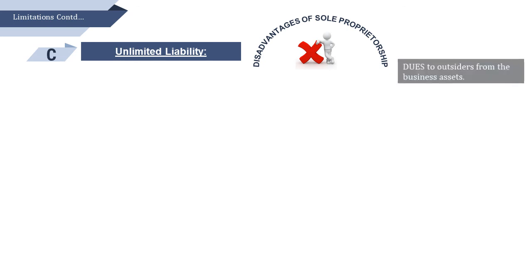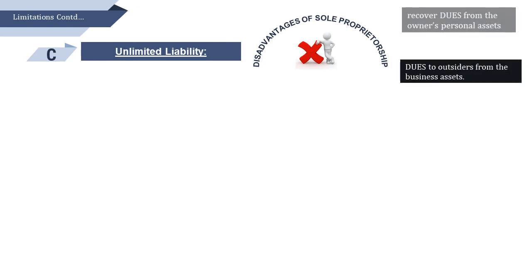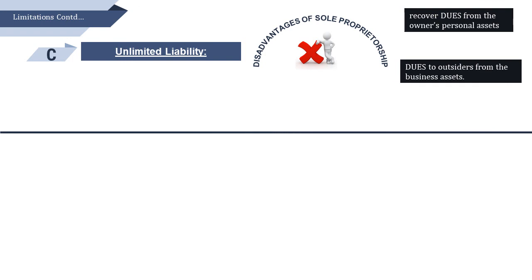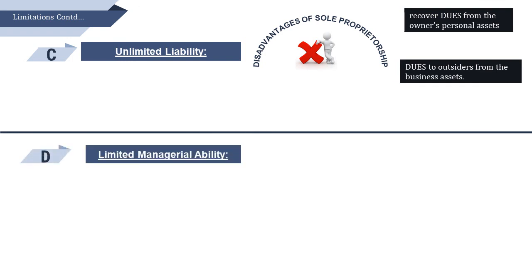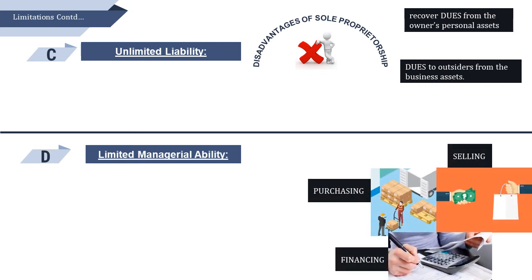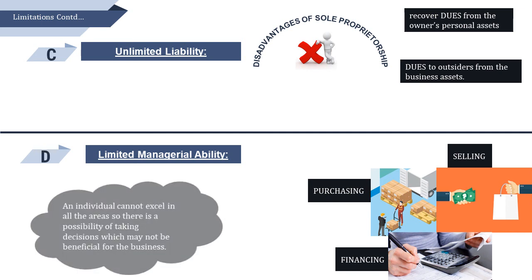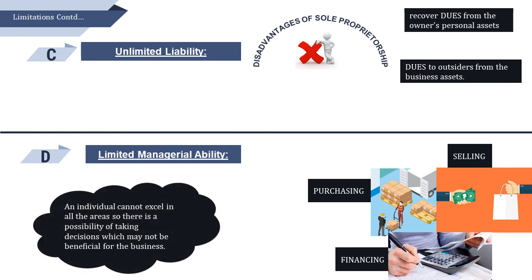The next is unlimited liability. Unlimited liability may be a disadvantage of a sole proprietary business. If the business fails to pay its dues to outsiders from the business assets, then outsiders will recover the dues from the owner's personal assets. And the last one, limited managerial ability. In sole proprietorship, the individual is solely responsible for all business activities of purchasing, selling, financing, etc. An individual cannot excel in all the areas, so there is a possibility of taking decisions which may not be beneficial for the business.